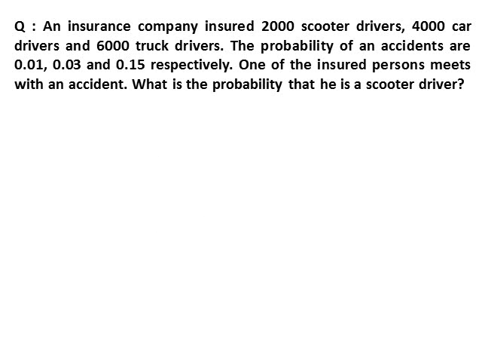Next question. An insurance company insured 2000 scooter drivers, 4000 car drivers and 6000 truck drivers. The probabilities of an accident are 0.01, 0.03 and 0.15 respectively. It means the probability of accident of a scooter driver is 0.01, the probability of accident of a car driver is 0.03 and the probability of accident of a truck driver is 0.15. One of the insured persons meets with an accident. What is the probability that he is a scooter driver?